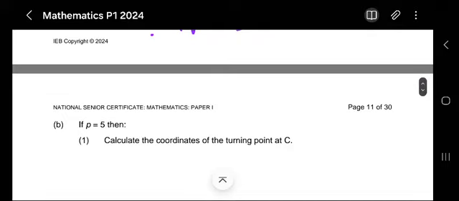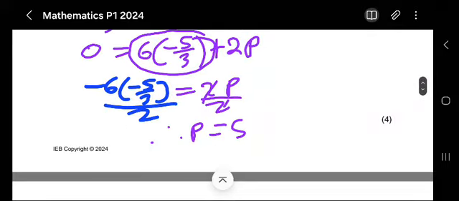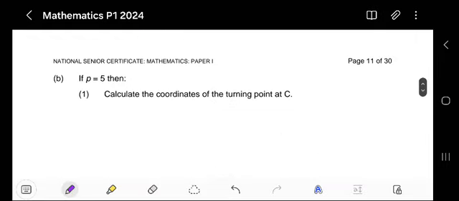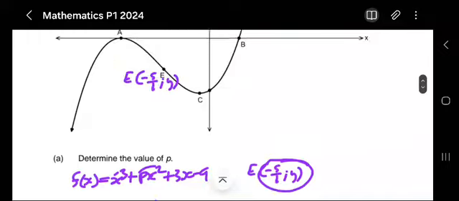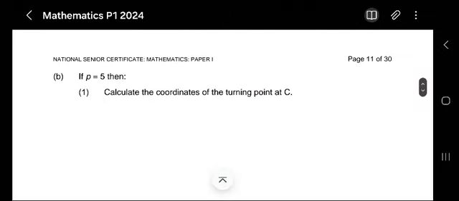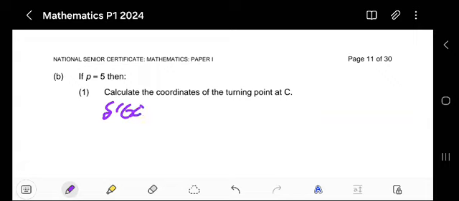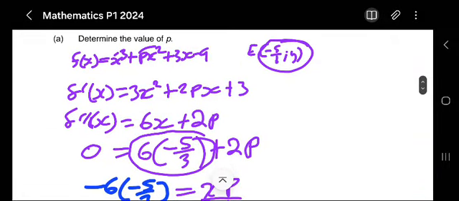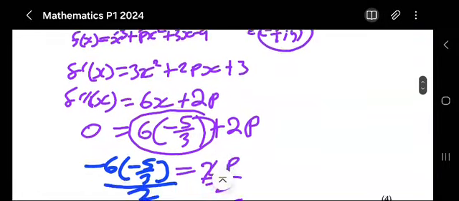So p is equal to 5. They even give you this as a hint: if you did not get 5, that means you are wrong. They even say calculate the coordinates of the turning point. The coordinates of the turning point are found when the first derivative is equal to 0, right? So let us take the first derivative there.